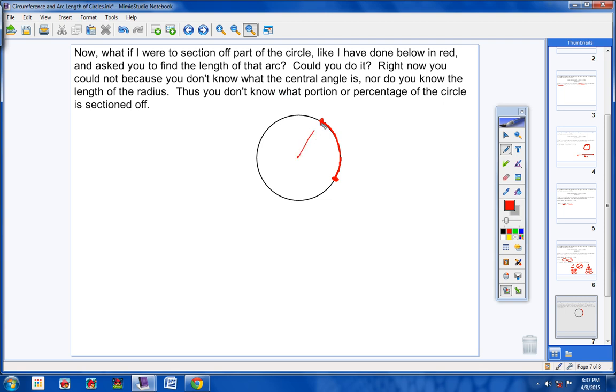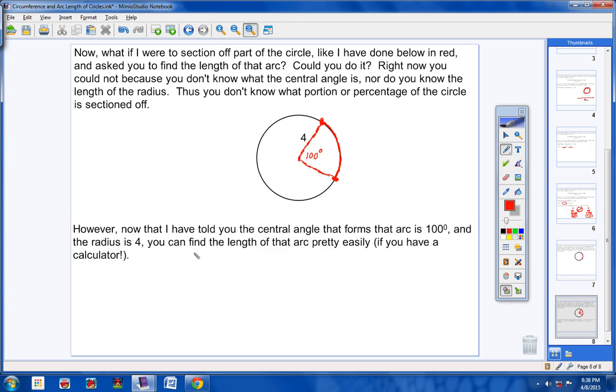The angle that formed this arc, you don't know what the angle is, nor do you know the length of the radius. Thus, you don't know what portion or percentage of the circle is sectioned off, okay? You have to know the angle and the radius or the diameter, either one, to be able to figure this out, okay? So having said that, and I would copy this circle in your notes, guys, because we're going to use this in just a second.